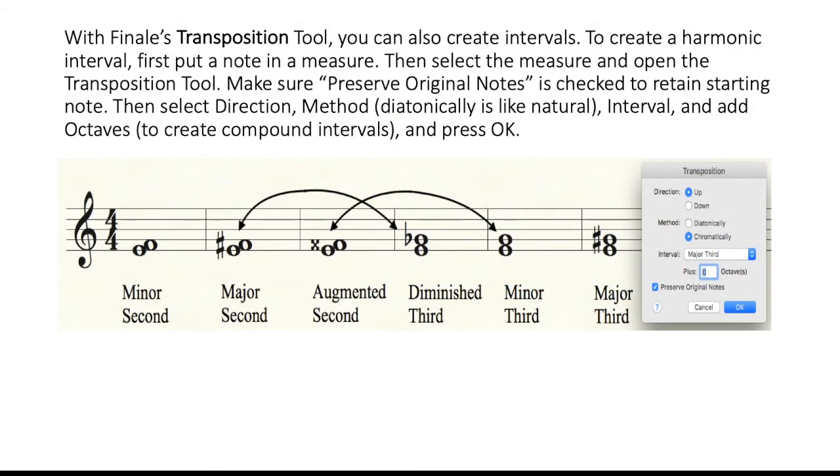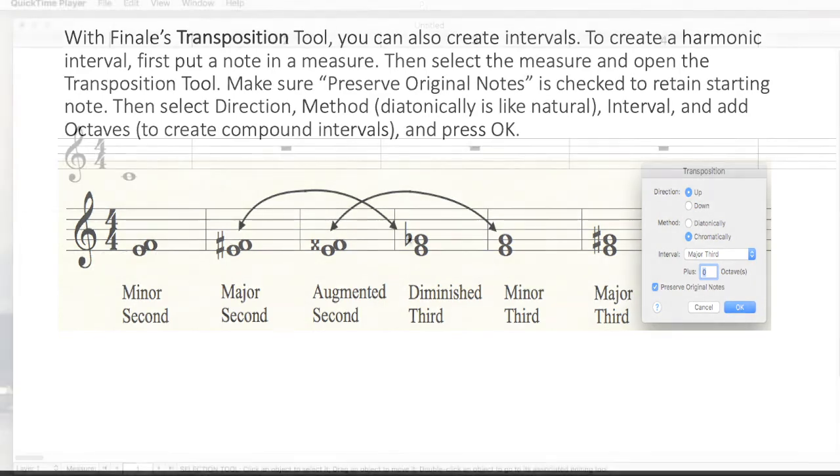With Finale's transposition tool, you can also create intervals. To create a harmonic interval, first put a note in a measure. Then select the measure and open the transposition tool. Make sure Preserve Original Notes is checked to retain the starting note. Then select Direction, Method. Diatonically is the same as natural. Select the interval, and add octaves to create compound intervals. Then press OK, and you will create an interval.